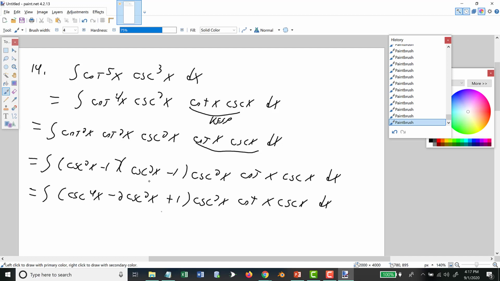And then my keepers, cotangent and cosecant. Now I multiply a cosecant squared through, distributive property. Cosecant squared times cosecant fourth is cosecant sixth. Cosecant squared times -2 cosecant squared is -2 cosecant to the fourth. And cosecant squared times 1 is cosecant squared.